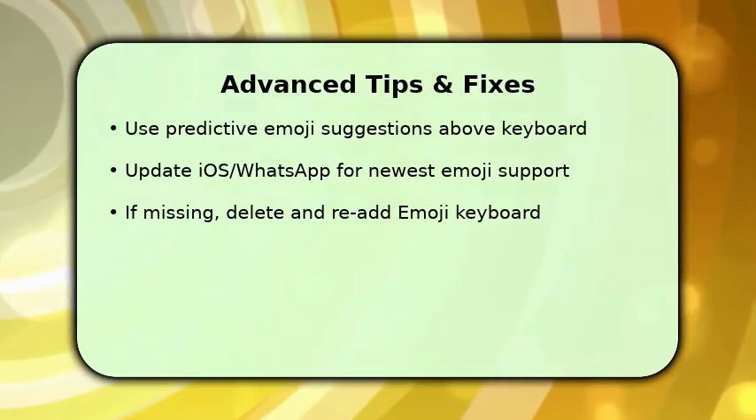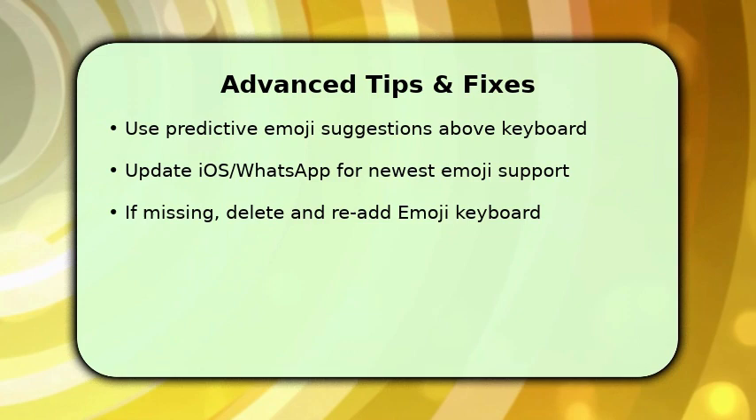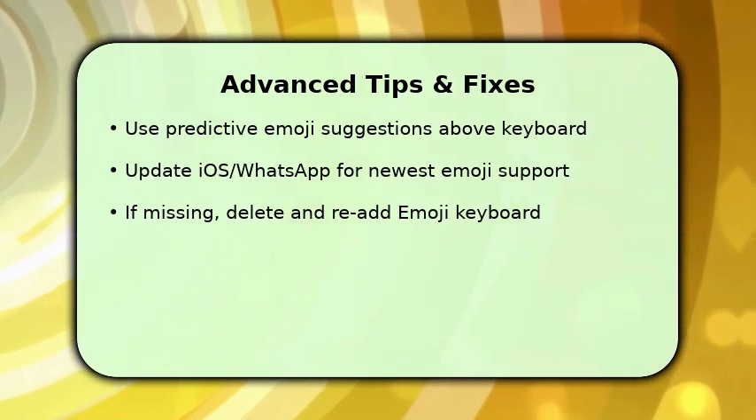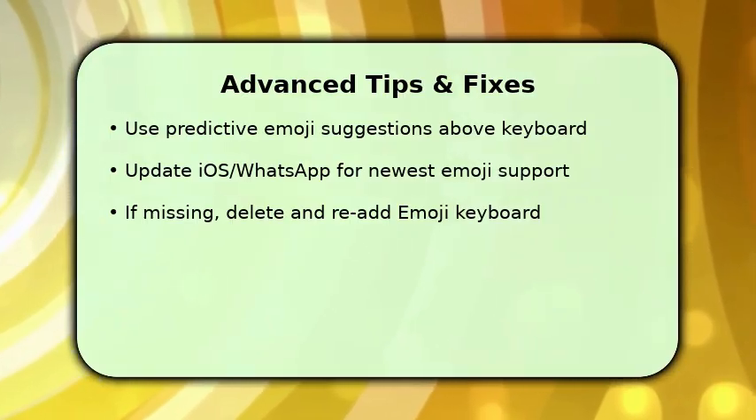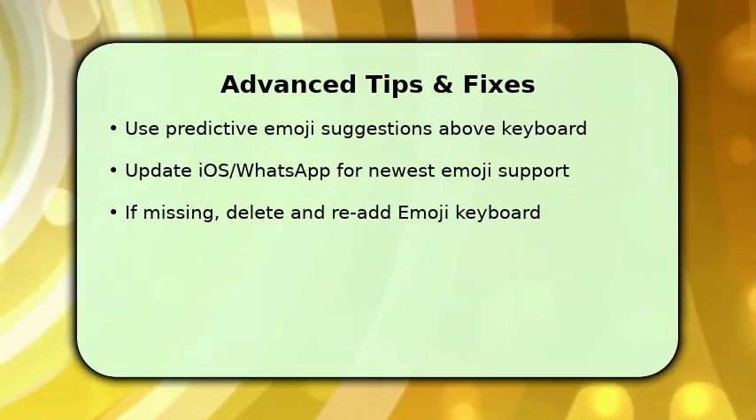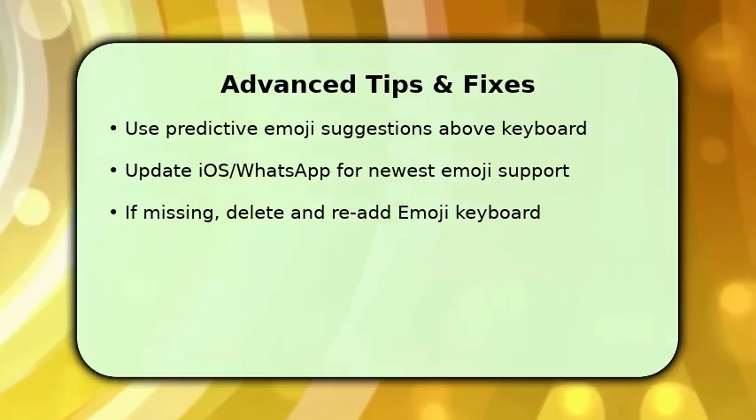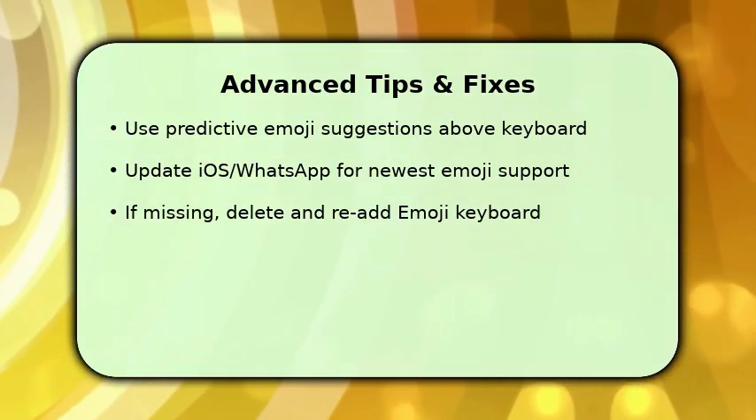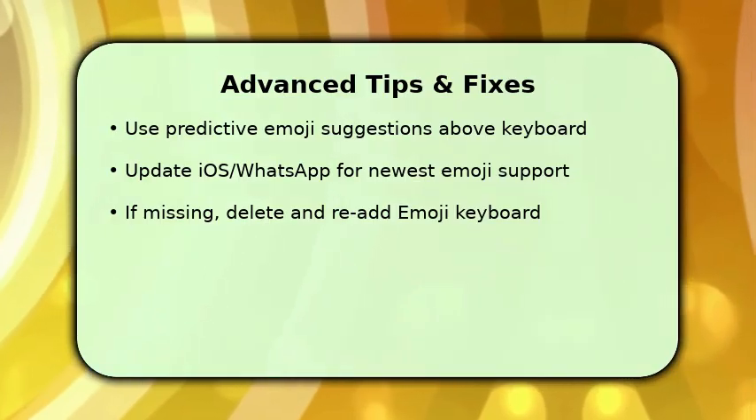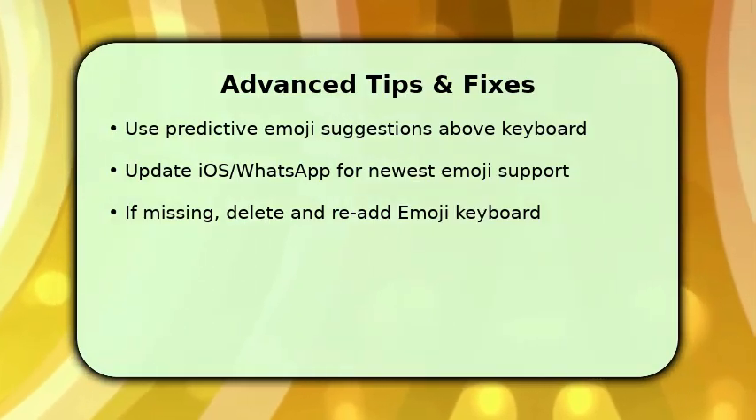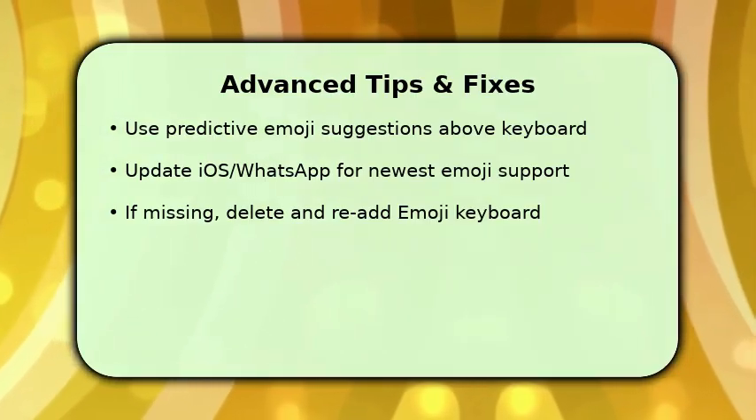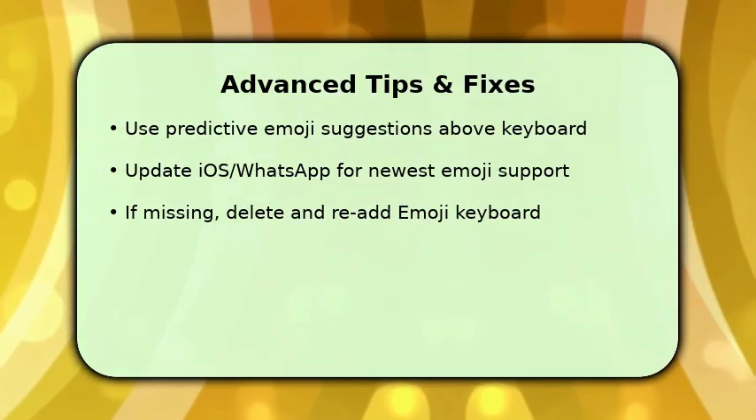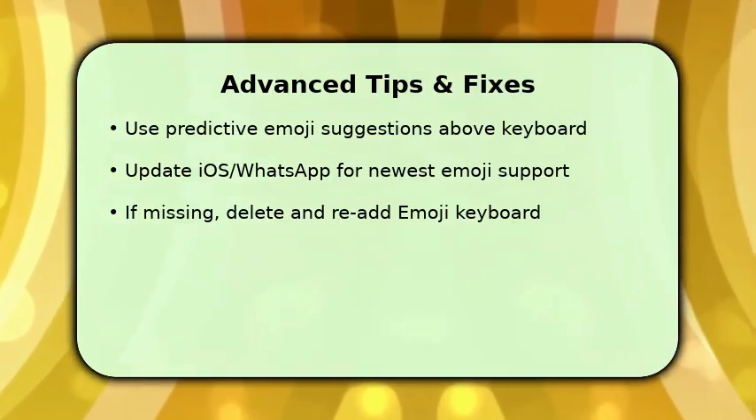You can use predictive emoji suggestions that appear above the keyboard as you type words, which speeds selection. Update iOS and WhatsApp regularly to receive the newest emoji set. If emoji do not appear, try deleting and re-adding the emoji keyboard in settings, then restart the phone to refresh input methods. If problems persist, make sure WhatsApp and iOS are on compatible versions. That usually resolves display or input errors.